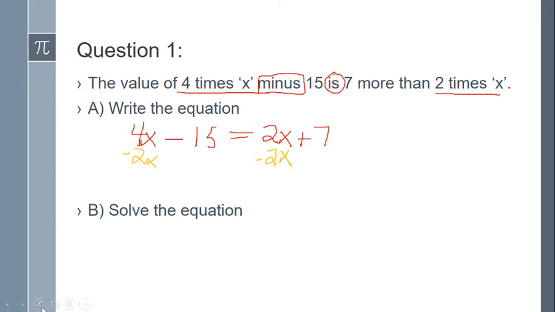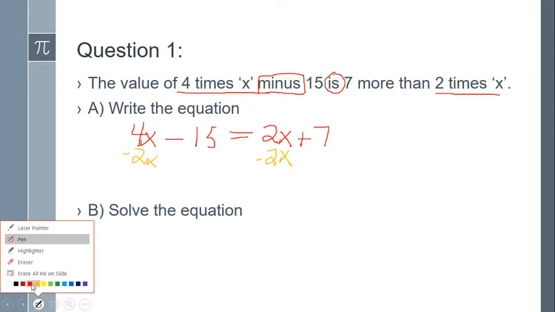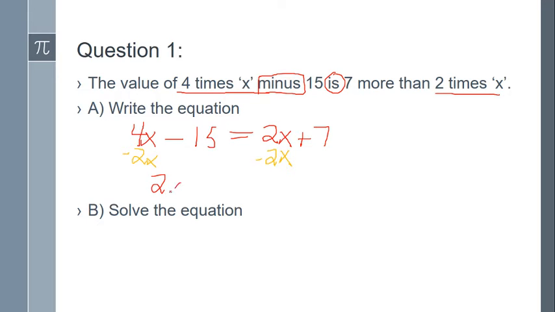Then I would be left with the equation 2x minus 15 equals 7. So I've brought my x's to the left. That means I need to push my numbers to the right, because remember, we're trying to separate those two things on the sides of the equal sign. So my next step would be to add 15 to both sides of the equation. Then I'd be left with 2x is equal to 15 plus 7, which is 22.